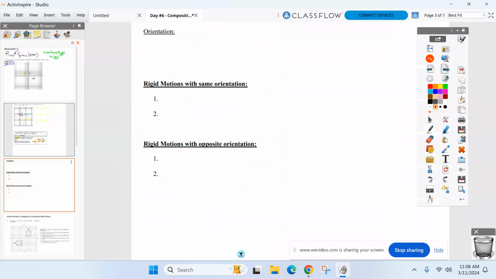All right, next up, a couple vocabulary words. First up, an orientation of a figure. Orientation. That is the direction, and I'll show you an example in a minute. Let me get the definition down. Direction of a figure's vertices. What is he talking about? All right, direction of a figure's vertices.